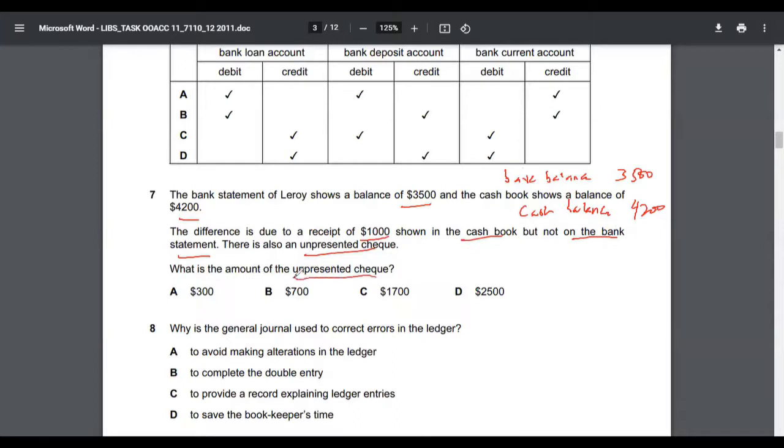What is the amount of unpresented check? So you need to calculate the amount of unpresented check. You did not add $1,000 to the bank statement amount. So we will start with the bank statement amount: 3,500 plus the $1,000, which is 4,500. Now this should be equal to 4,200, which was our cash balance. But there's a difference, and the difference is $300, which is our unpresented check. So $300 is the unpresented check amount, which is the requirement of the question. Therefore, the answer to multiple choice 7 would be option A.